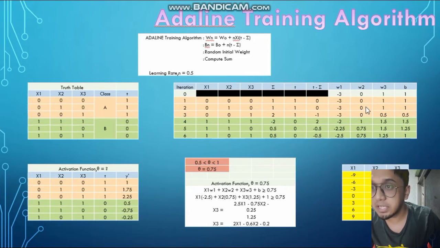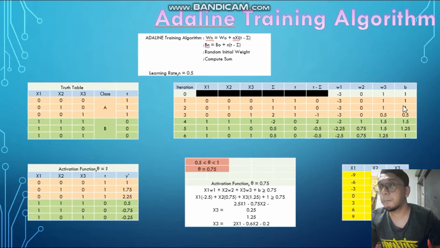So for weight 3, we calculate weight old, which is 1, plus 0.5 times 0, and then times t minus summation, which is 0. After we calculate, we get 1. For bias, it is the same; we use the previous formula, which is bias old, which is 1, plus 0.5 times 0. After we calculate, we get 1.